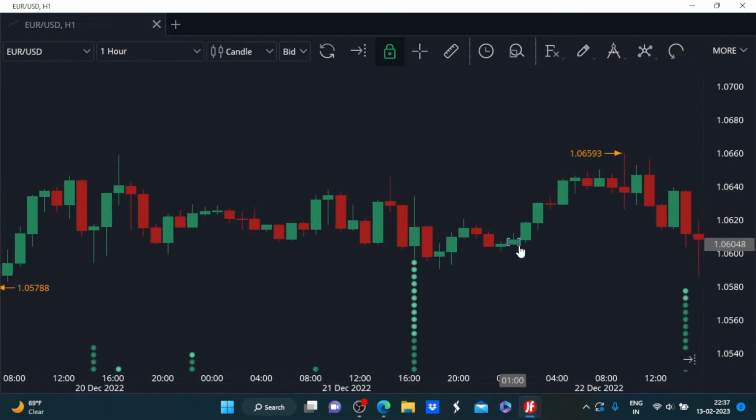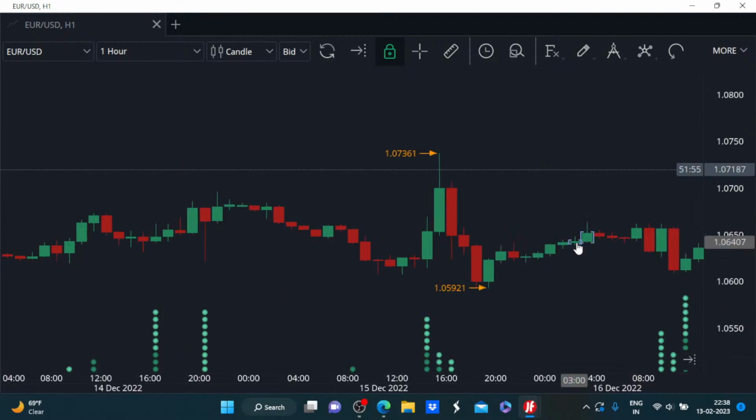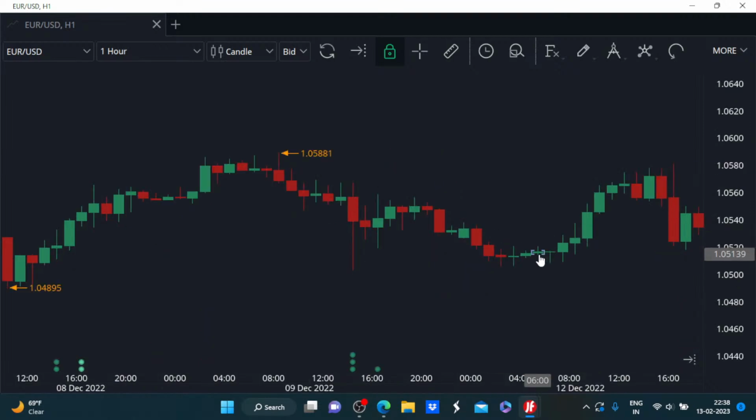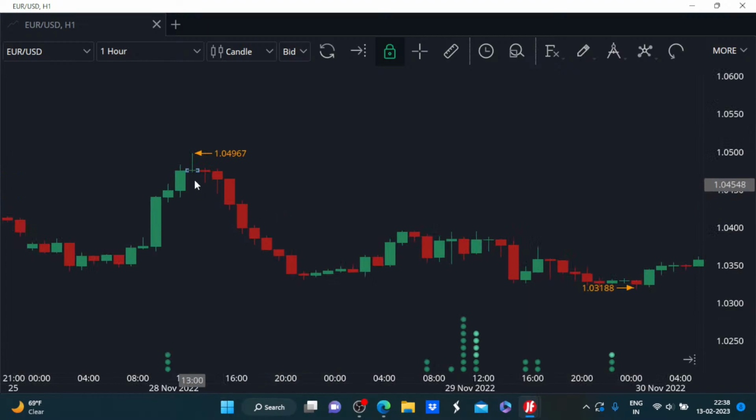Here in this case, this shadow is not really that large as compared to the real body of the candle. In this case also, not that big. In this case, it is not really convincing. Again, there is not much volatility in this particular candle formation of the shooting star. So not all the formations of the shooting star recognized on the chart are going to be usable.